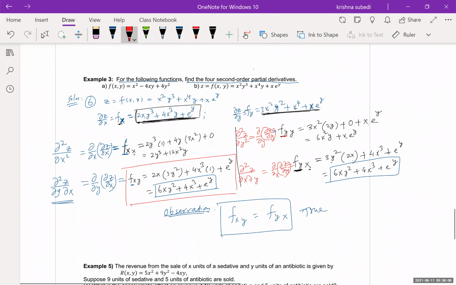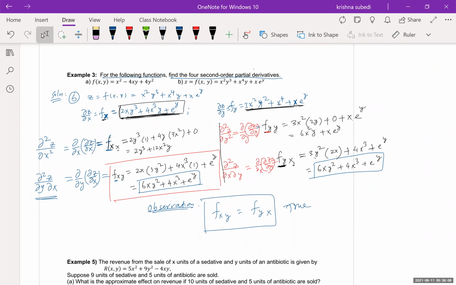So now, which symbol do you want to use? Which symbol do you find easy, the delta notation or the f notation? It's up to you. You can choose whatever makes your life easy. To be honest with you, most of the time I think using the f notation is much simpler, right? Okay, so you can do that. Do you have any questions?